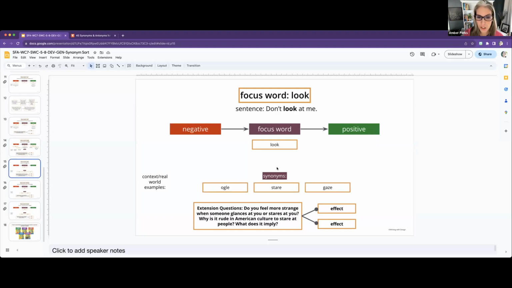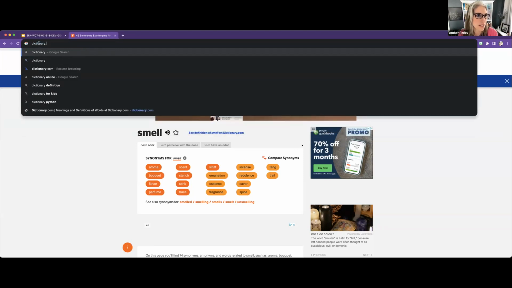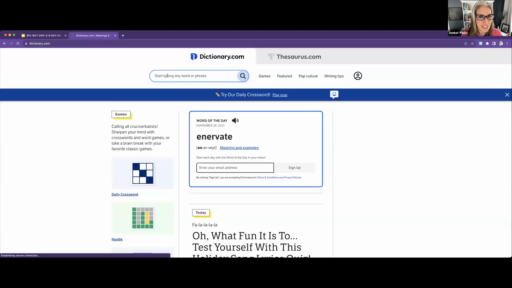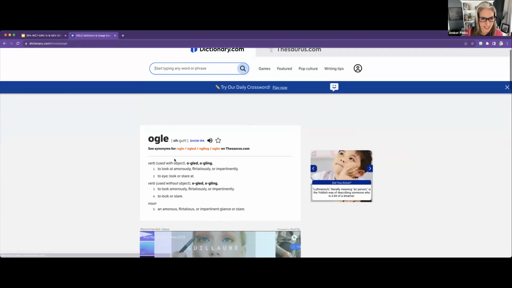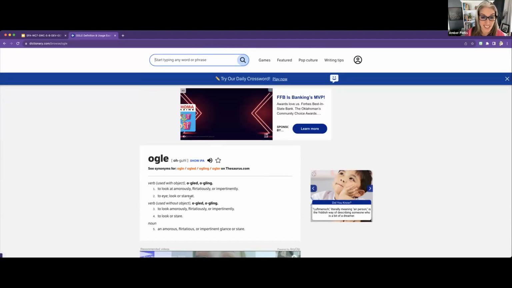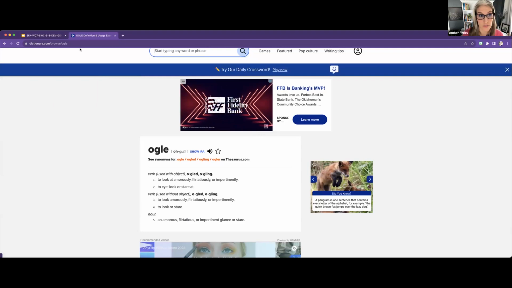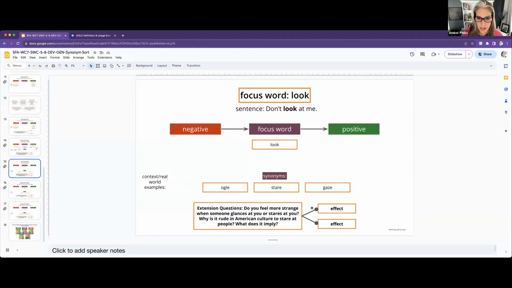So for the next one, look, you've got ogle, stare, and gaze, and you are more than welcome to go on to thesaurus.com. It's one of my favorite websites to go to, but it's a sister to dictionary.com. And when you go to dictionary.com, you can just type in words. So ogle might be something that's new for students, and you can say, what does that mean? To look at amorously, to look or to stare. So you just can't take your eyes off of whatever it is you're looking at. You ogle, right? You just stare at it.